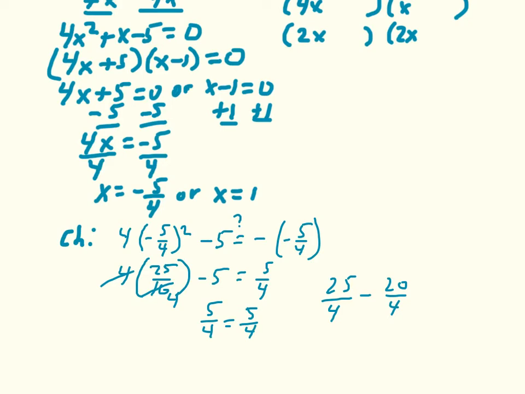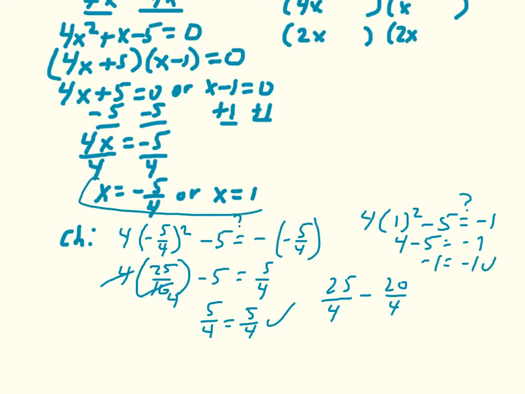The other check should be a little easier to work with. So I've got 4 times 1 squared, and that's going to be minus 5. Does that equal negative 1? So that's going to be 4 minus 5, and that does equal negative 1. Negative 1 equals negative 1, so this checks, so those two solutions are confirmed.